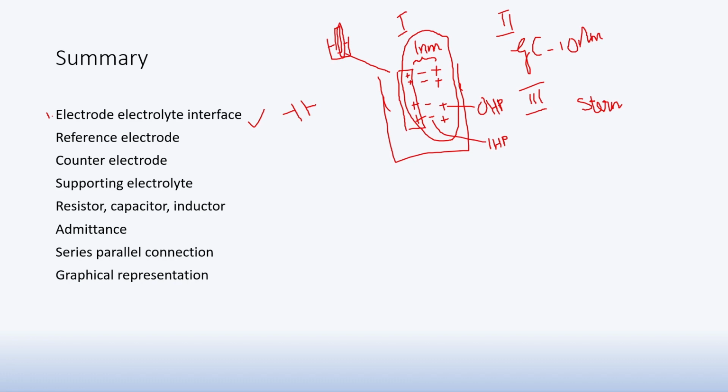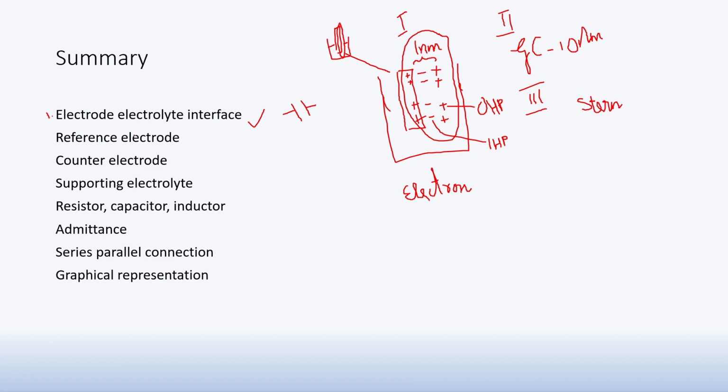Then after that, you came across the electrochemical reaction. So what is an electrochemical reaction? An electrochemical reaction is nothing but, along with the chemical reaction, there will also be an electron transfer happening. So electron transfer along with the chemical reaction, that is the electrochemical reaction. So this was what was covered in the electrode-electrolyte interface.